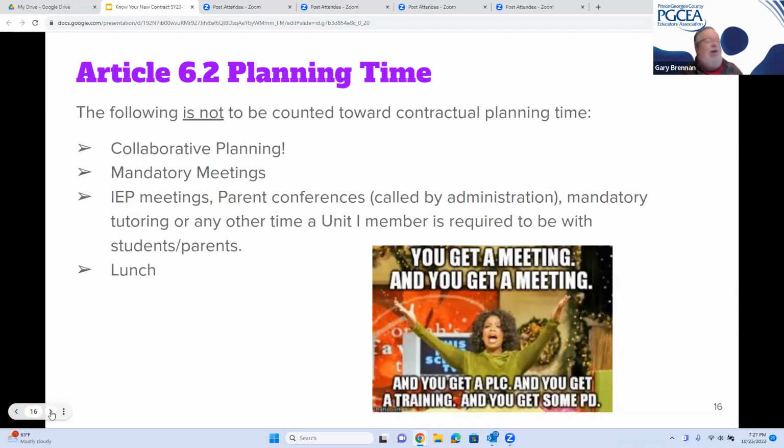And obviously, lunch never counts. I had a school last year where the principal for one department was actually counting their lunch toward the planning time minutes. That's crazy.